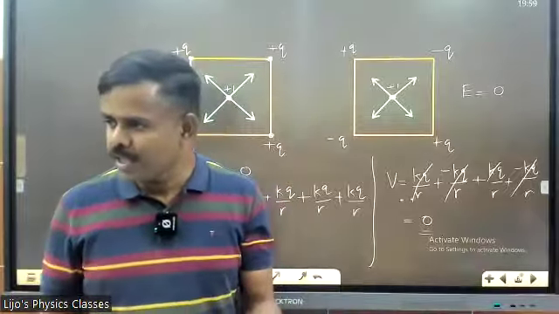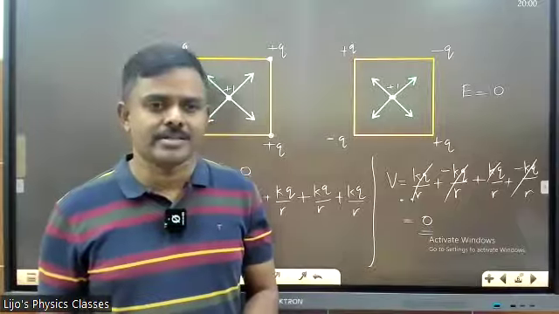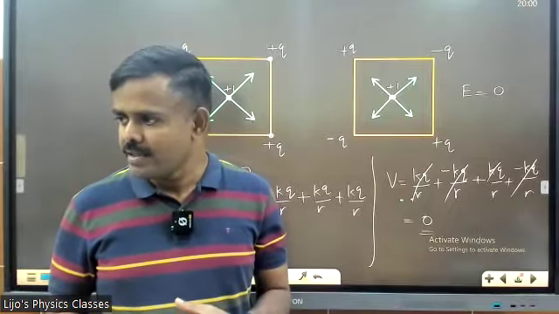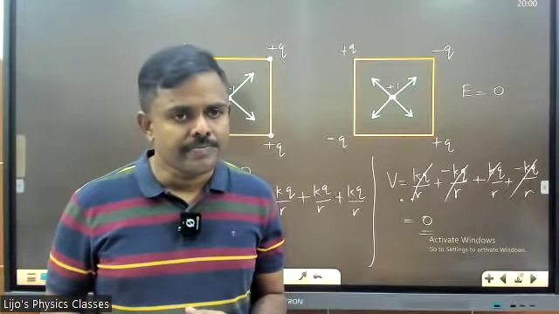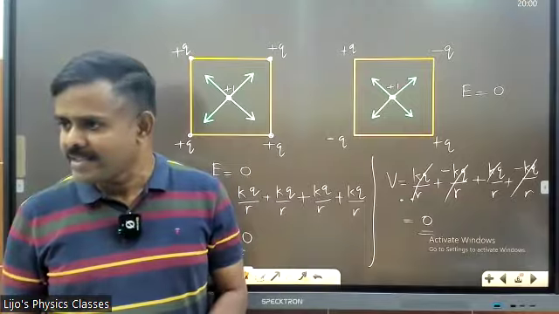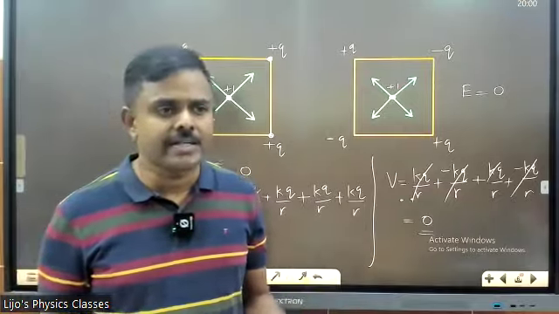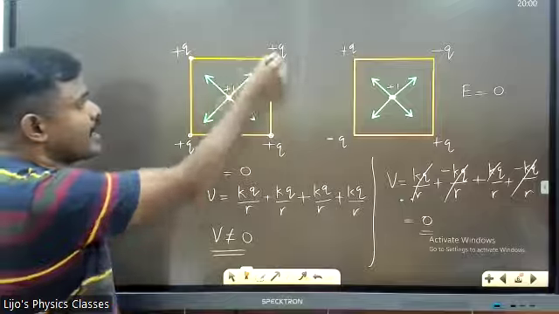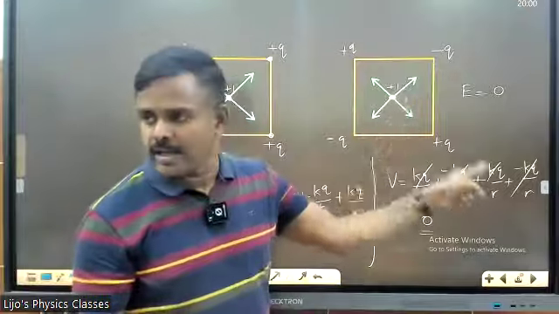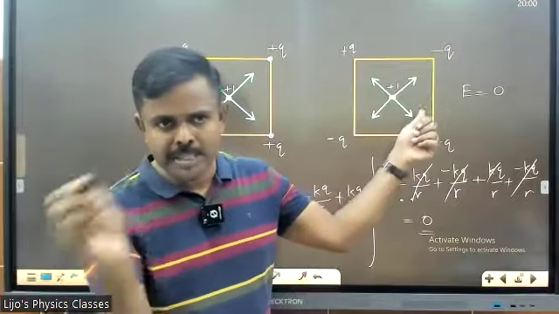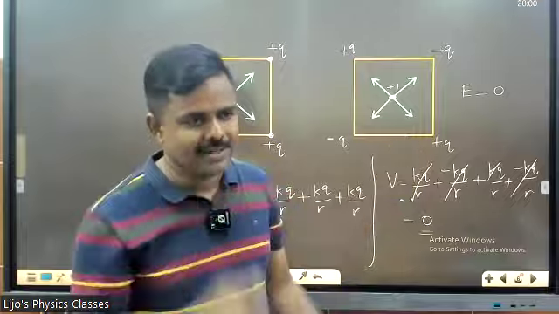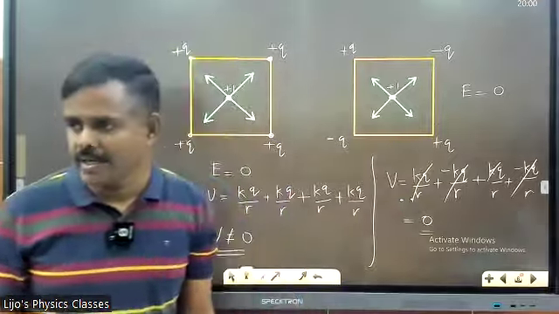And for potential, you directly add the equations. That's it, because it's a scalar quantity. You don't have to put the direction, right? Potential is a scalar quantity. Scalar means I don't have to put direction. Just put the potential. KQ by R, KQ by R, KQ by R, KQ by R. Here, KQ by R minus KQ by R, KQ by R minus KQ by R. Don't say that minus is direction. That minus is actually the sign of the charge. Got it? Potential is a scalar quantity.